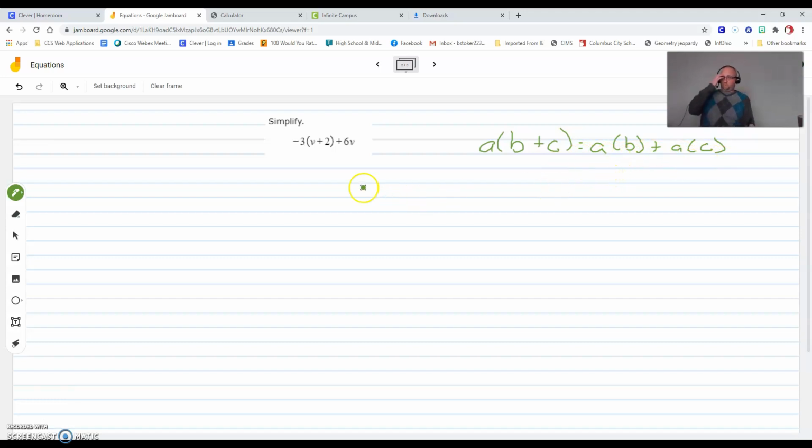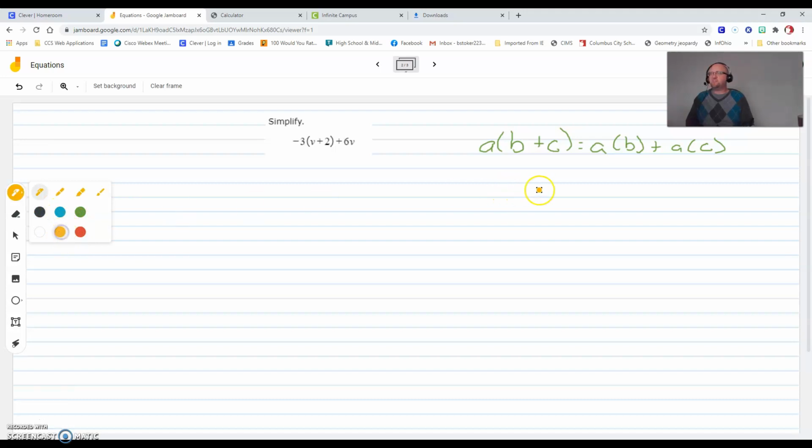So if I want to try to solve this one, the first thing I'm going to have to do is use the distributive property here. So what I'm going to do is take the negative 3 that's out in front, and then I'm going to start multiplying it through that value in the parentheses.